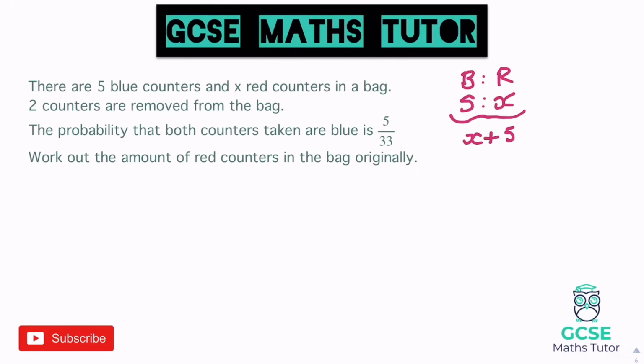Now it says the probability that they're both blue, okay, so that both counters taken are blue, is 5 over 33.